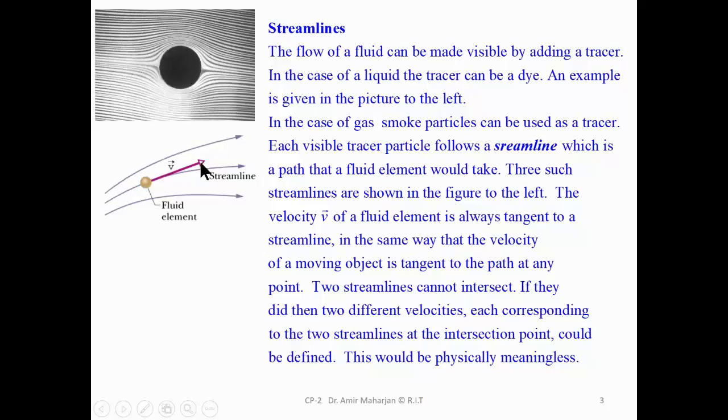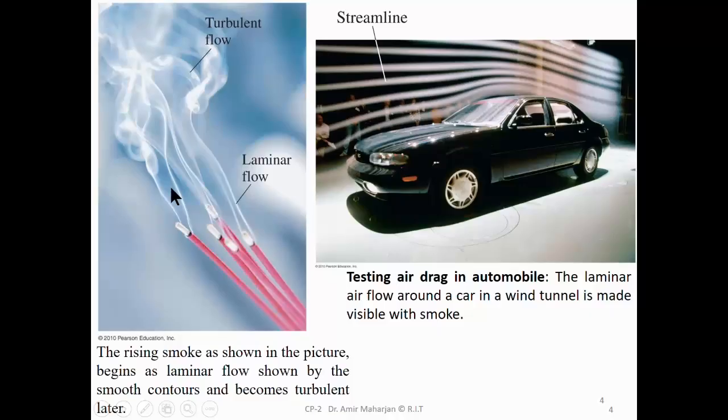And these are the streamlines, and this is the fluid element. And if you want to find the velocity at any given point along this streamline, you just draw the tangent line, and this is the velocity of the given fluid molecule.